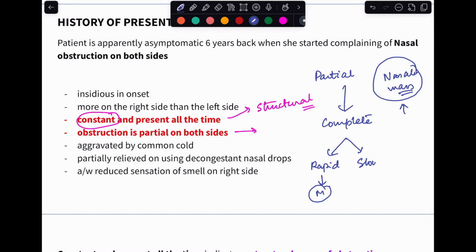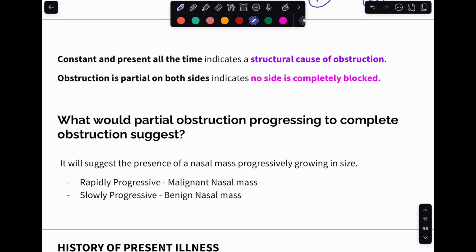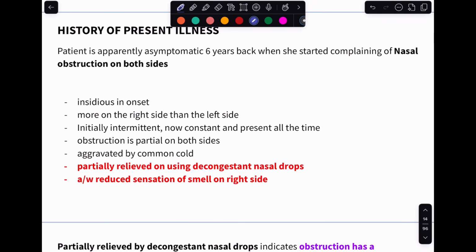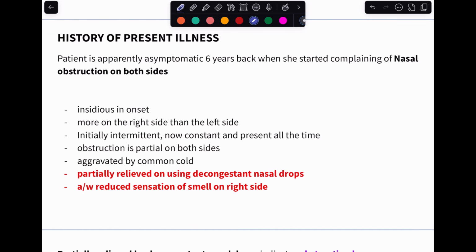And if it is slowly progressing to lead to complete obstruction, in that case, it is most likely a benign nasal mass. So, this is the importance of this particular point over here. Next, we have seen that the patient said that the nasal obstruction is partially relieved on using nasal decongestant drops. Now, this means that probably it is getting partially relieved, right?